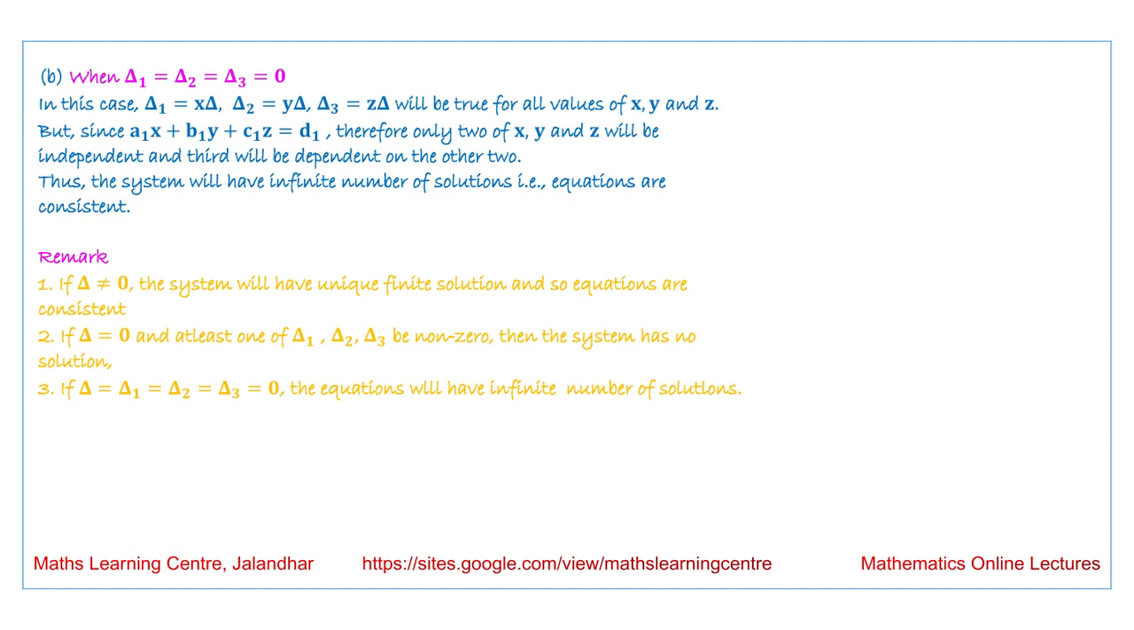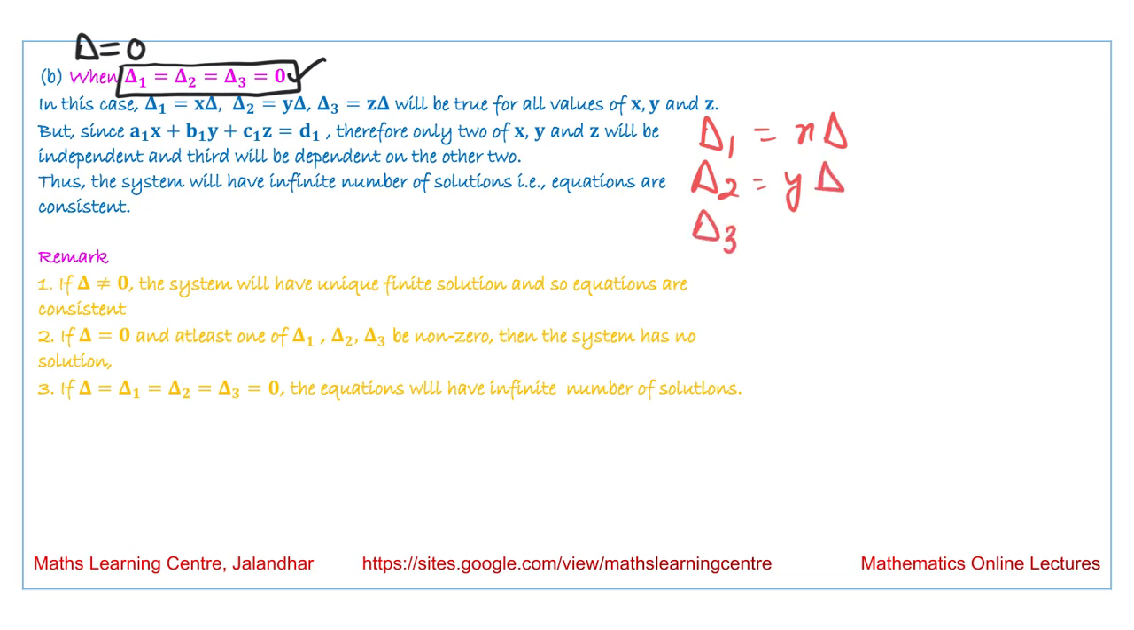The next case we are considering is delta equal to 0, and delta 1, delta 2, delta 3, all these three are also equal to 0. Then the value of delta 1 is x times delta, the value of delta 2 is y times delta, and the value of delta 3 is z times delta. We have delta equal to 0 and delta 1, delta 2, delta 3 equal to 0. So there can be infinite possible values of x, y and z for which this can happen.